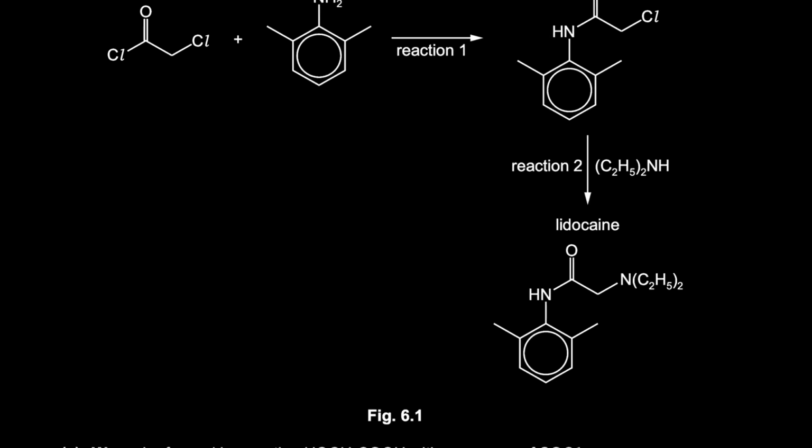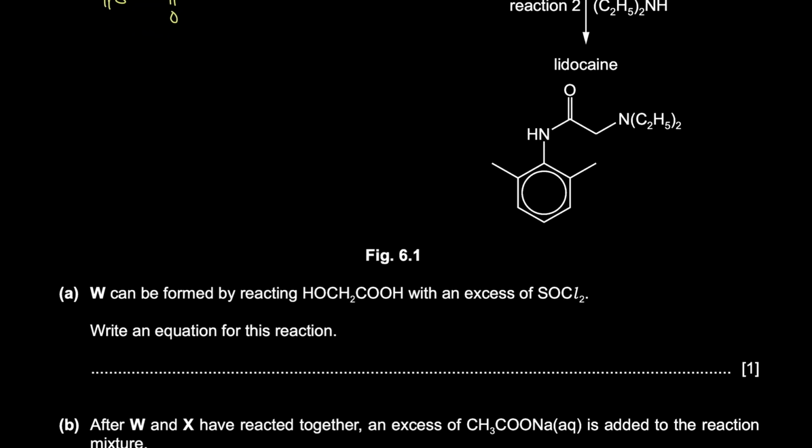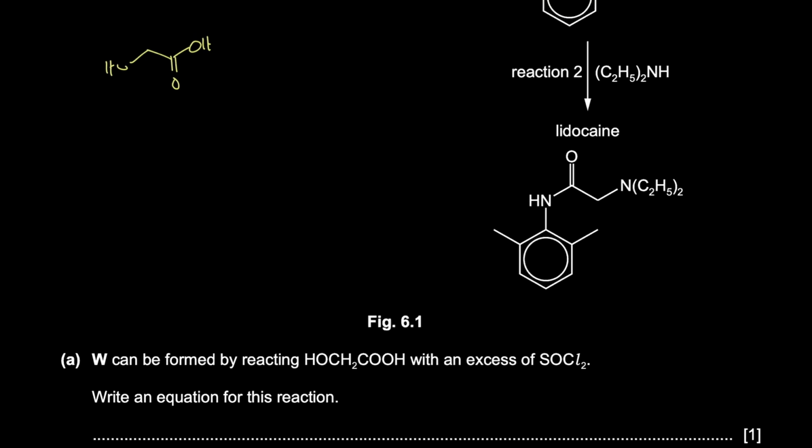So what we're doing is essentially converting this compound over here to this compound. We're substituting both the OH groups with a Cl. So we can use PCl5 or SOCl2 over here. And what do we get here? What we get is this.